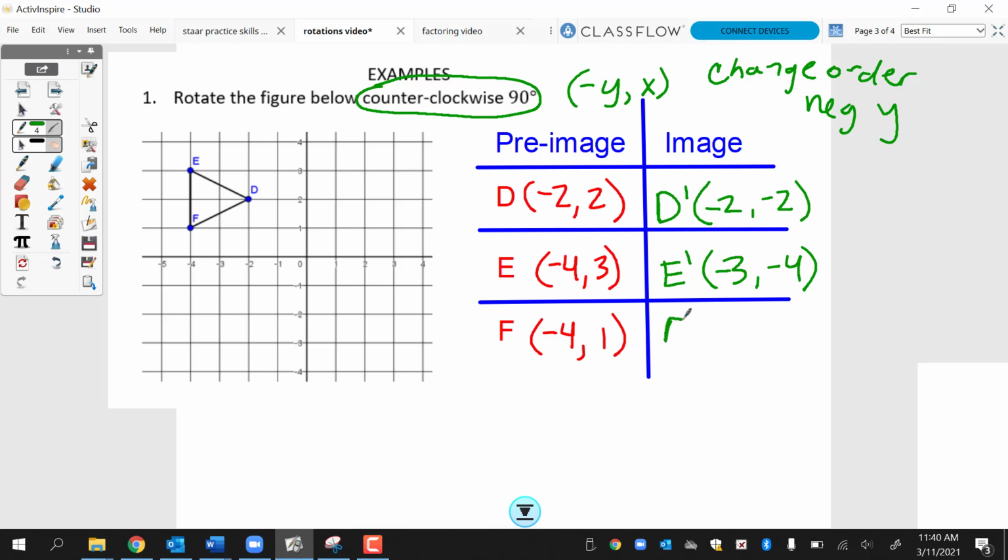Okay. Last one, F prime. I'm changing the order. 1 to negative 4. Making the Y negative. Now I'm going to plot this on the graph.